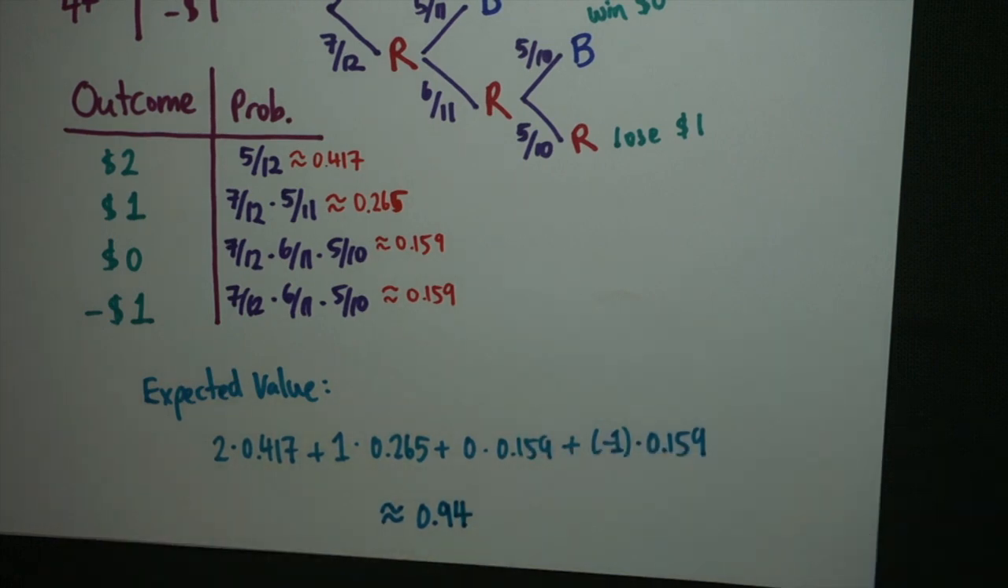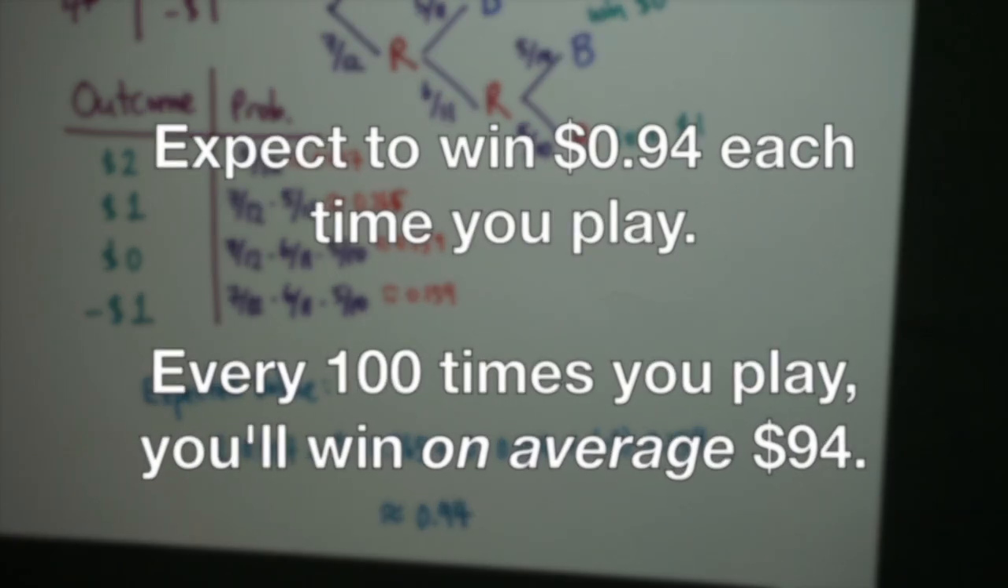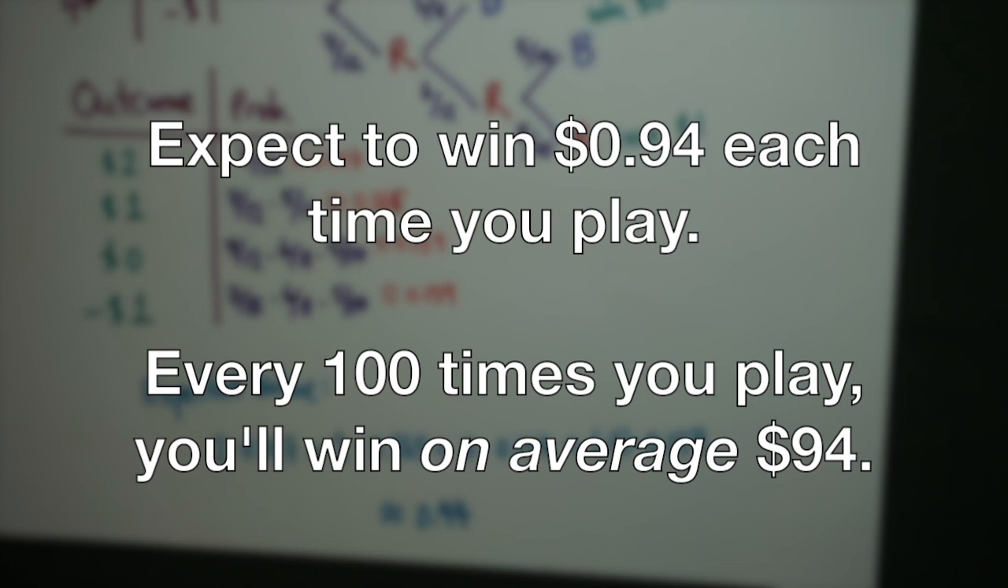This is a positive number. So what we'd expect is that on average, we'll win 94 cents. This doesn't mean that you'll ever actually win 94 cents. You can only win things in increments of dollars. But if you play often enough, you will average out to winning 94 cents per play.